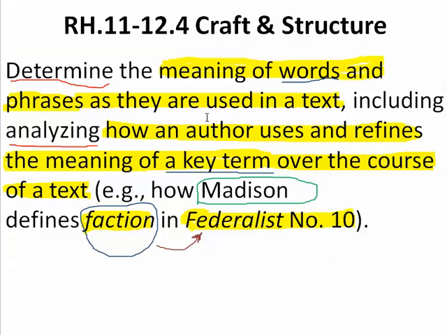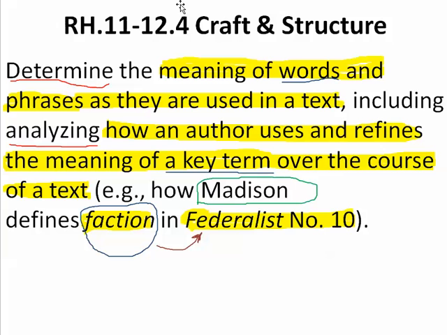And part of our Common Core standards say that we have to determine the meaning of words and phrases as they're used in a text, including analyzing how an author uses and refines the meaning of a key term over the course of the text. So we're going to look at how Madison defined the word faction, this word faction that we just talked about, in Federalist number 10.